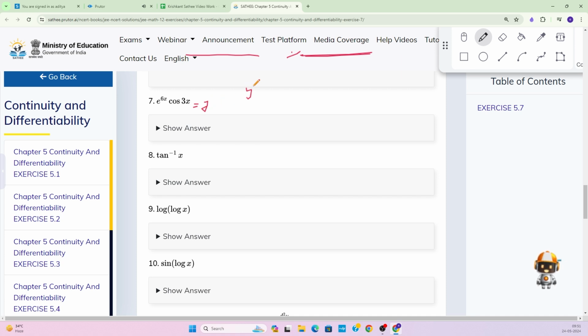You will have y derivative is equal to 6e^6x cos 3x. Okay, now plus e^6x, this will be what? Minus sin 3x multiplied with 3. Okay, clear? Okay, so far so good. Now the double derivative for this will be, okay, let me just show you the answer.